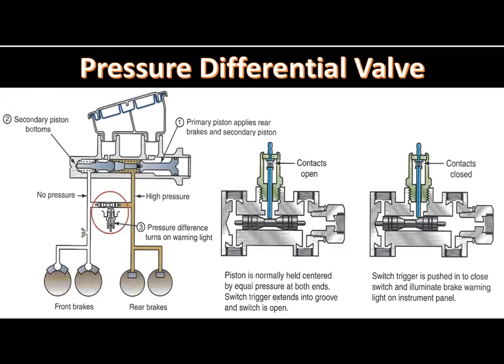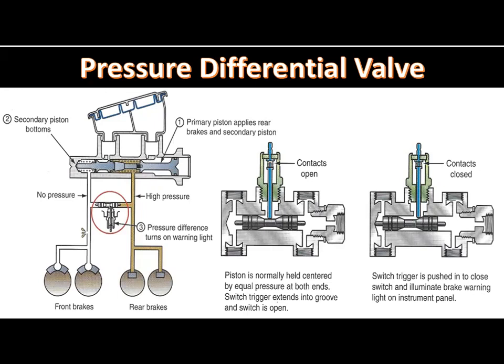A pressure differential valve is connected in the brake lines from the master cylinder to the front and rear brakes. A wire from the brake warning light in the instrument panel is connected to a switch in the pressure differential valve. If the brake fluid pressure is equal in both the primary and secondary sections of the master cylinder, the switch in the pressure differential valve remains open.